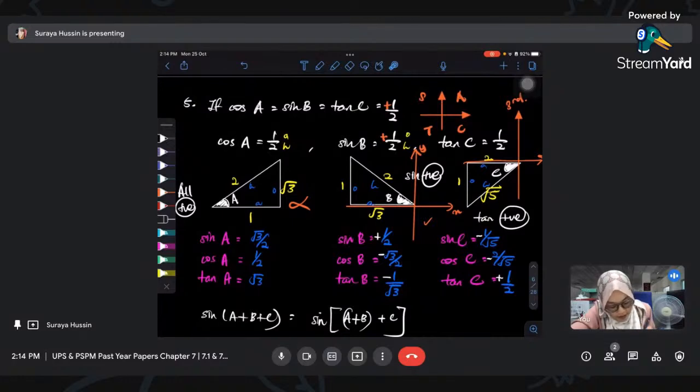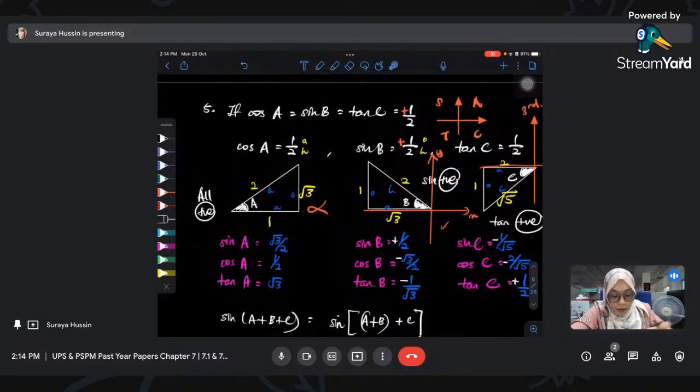Yang saya buat ni apa? Yang saya buat ni adalah, yeah. Nampak tak ni? Because all is positive, that's why I just keep on doing the first quadrant. Saya pun lukis yang cos A tu at the first quadrant juga. Yeah, it's a good learning everybody. Thank you River and Intan for responding.